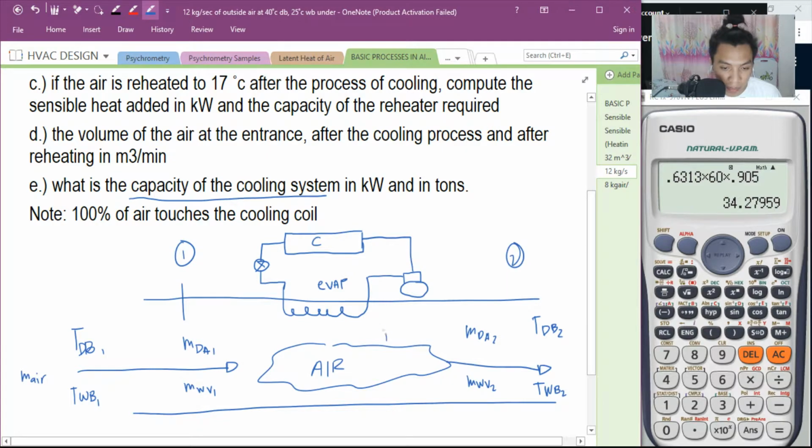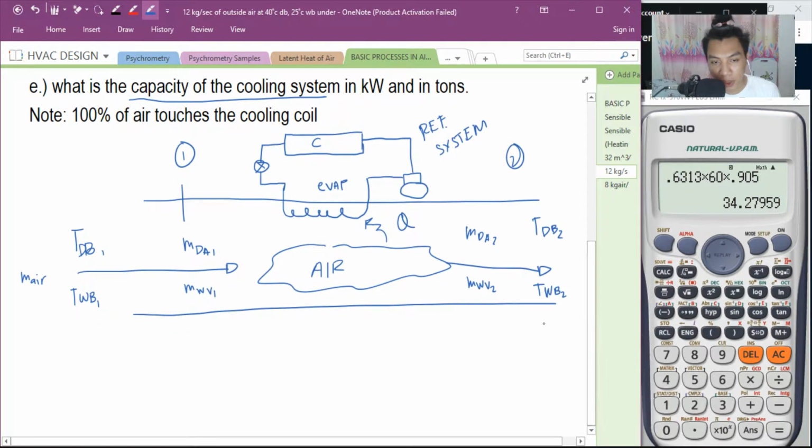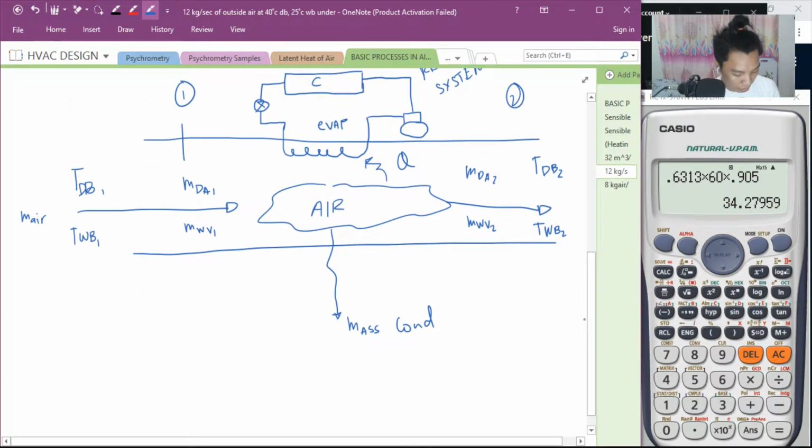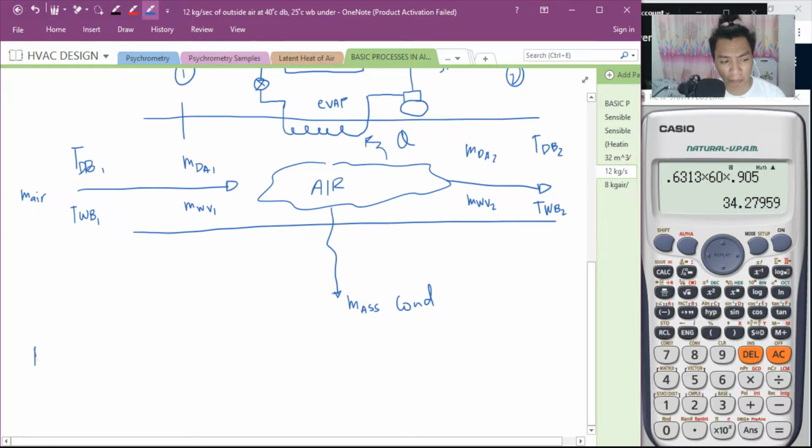And the heat in your air will be given off to our refrigeration system. And then, after passing through the cooling coils of your evaporator, condensate will be given off. That is the analysis. Now, using material balance, okay?